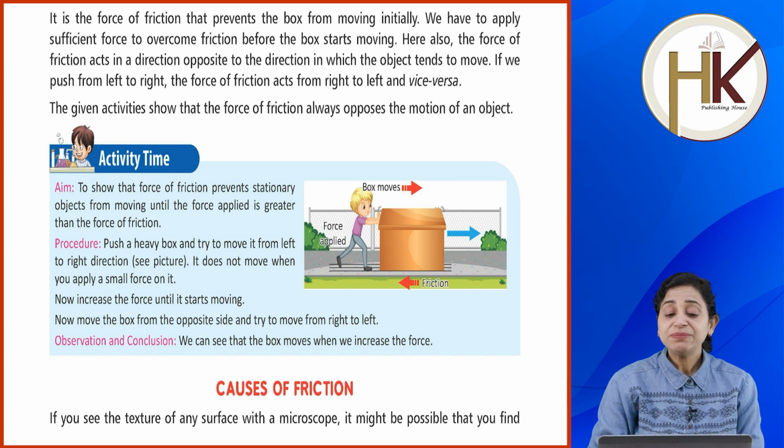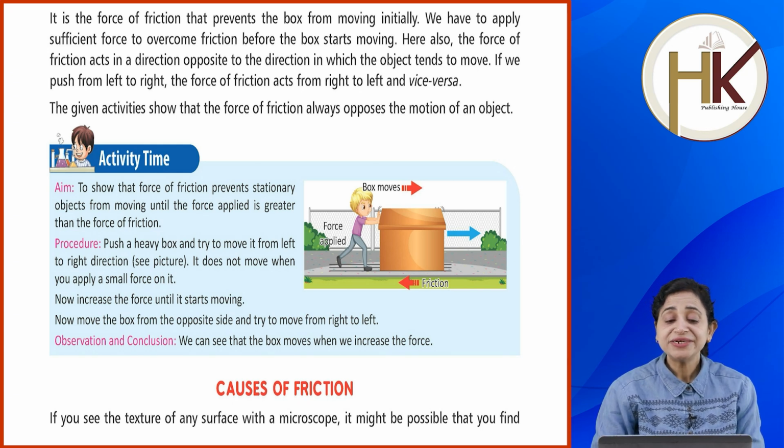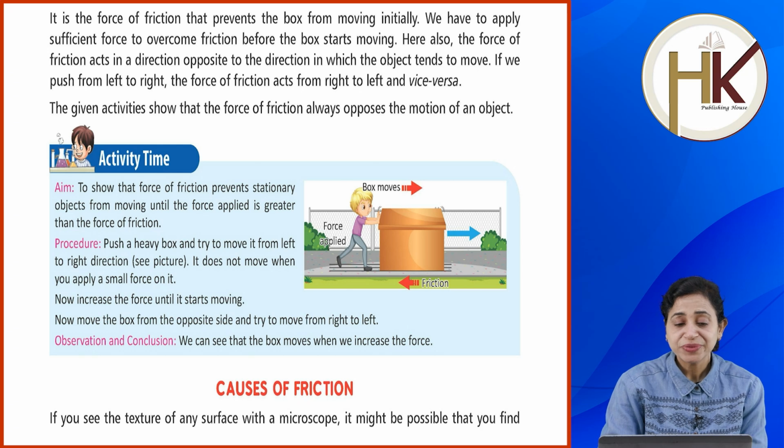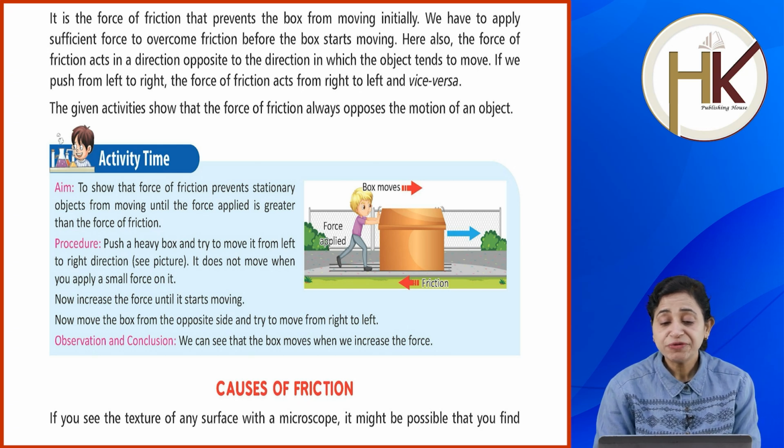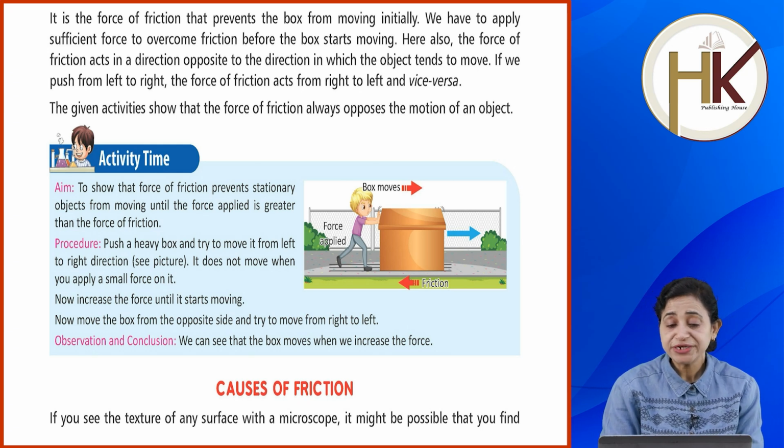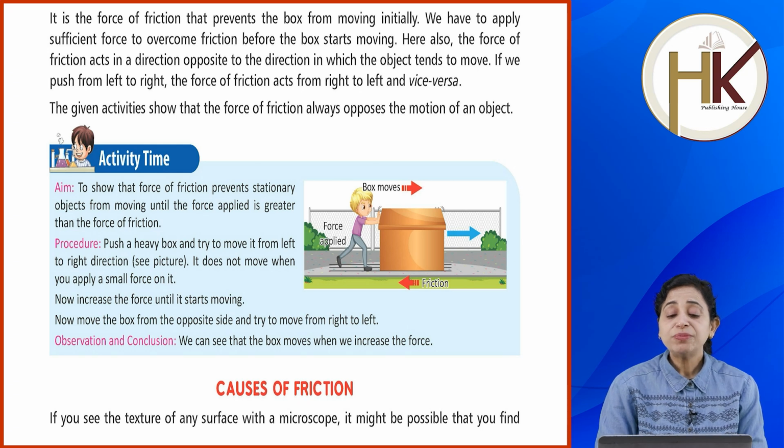Activity time. The aim of these activities is to show that the force of friction prevents stationary objects from moving until the force applied is greater than the force of friction. The procedure is to push a heavy box and try to move it from left to right. See the picture. It doesn't move when you apply a small force on it. Now increase the force until it starts moving. Now push the box from the opposite side and try to move it from right to left. Observation and conclusion: we can see that the box moves when we increase the force.